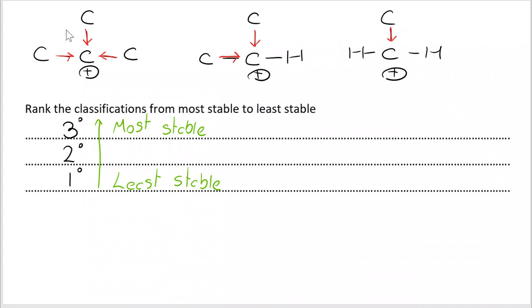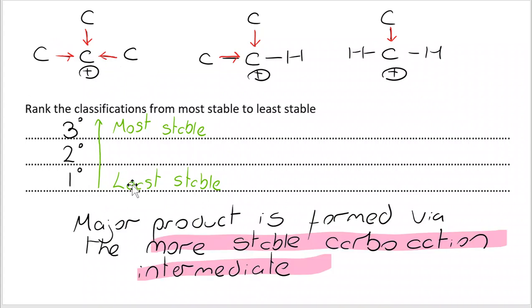Now, because I've got so many more electrons being pulled in, it actually makes this slightly less positive. And that means it's going to be less susceptible to attack, and that makes it more stable. And it essentially means it can exist for longer, allowing the bromine or the SO3H-, the bromide I should say, or the OSO3H- to come in and attack. So, the major product is formed via the more stable carbocation intermediate.